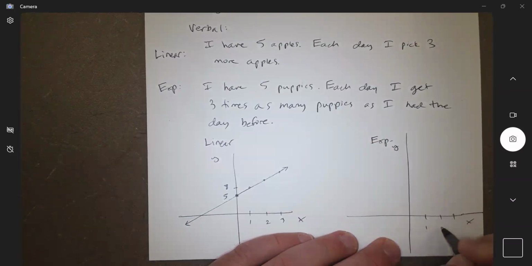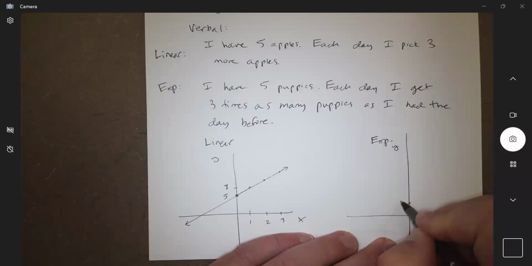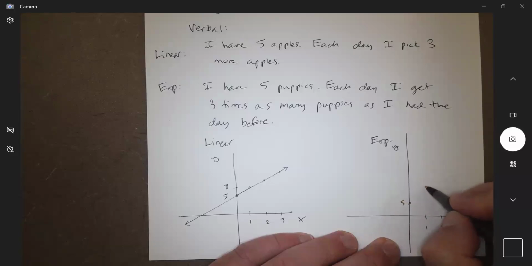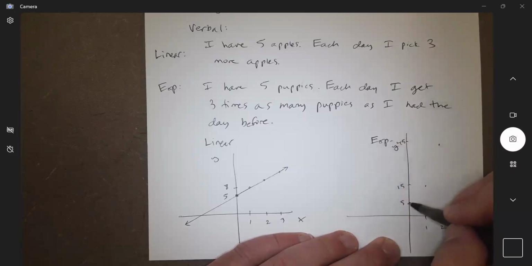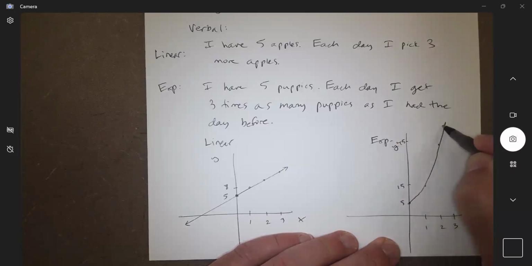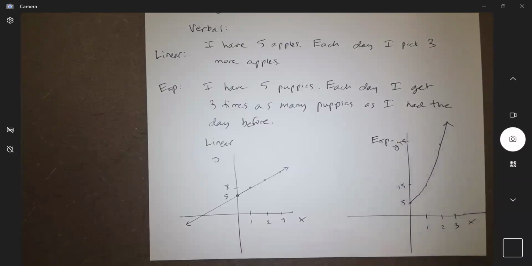Exponential. I start at 5, and then I triple, and I'm up to 15, and then I triple, and I'm up to 45, and then I triple, and I've blown way past my scale. Out of dog food. I have no more dog food.